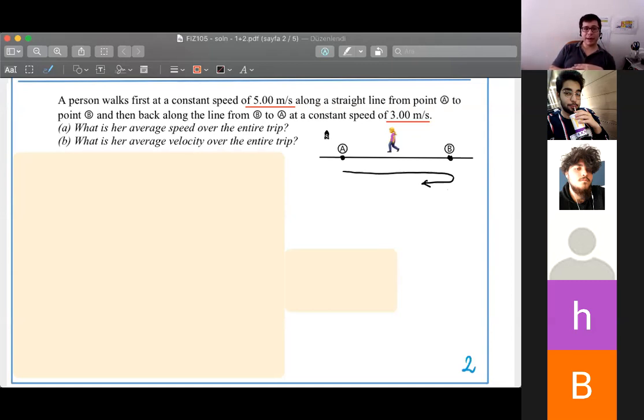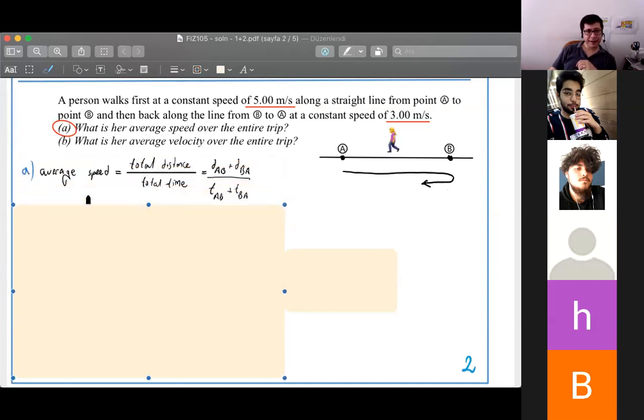So to answer this question, part A, I need to know the time it takes for these two motions, okay? Let's calculate. Average speed is the total distance or distance traveled divided by total time, which is distance from A to B plus distance from B to A. They are equal. It will be twice of either of them.